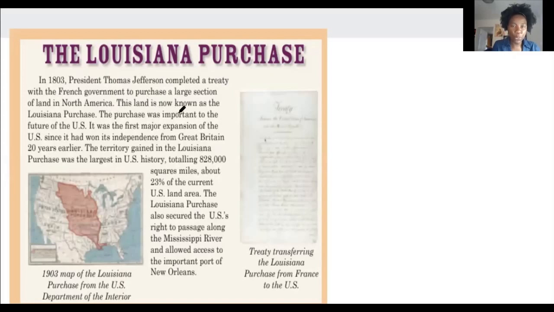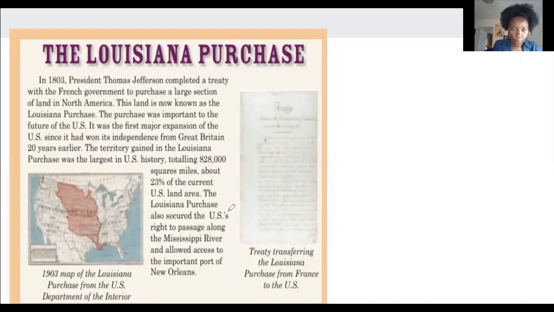This land is known as the Louisiana Purchase. The purchase was important to the future of the United States. It was the first major expansion of the United States since it had won its independence from Great Britain 20 years earlier. The territory gained in the Louisiana Purchase was the largest in United States history, totaling 828,000 square miles and 23% of the current United States land area.